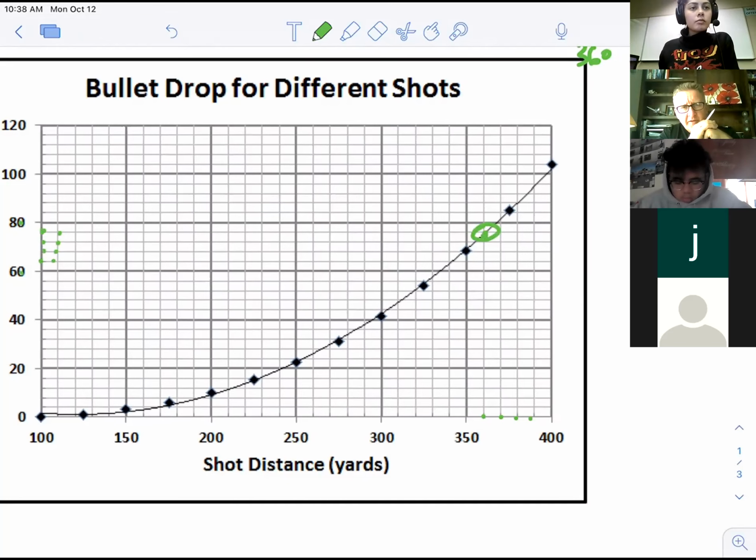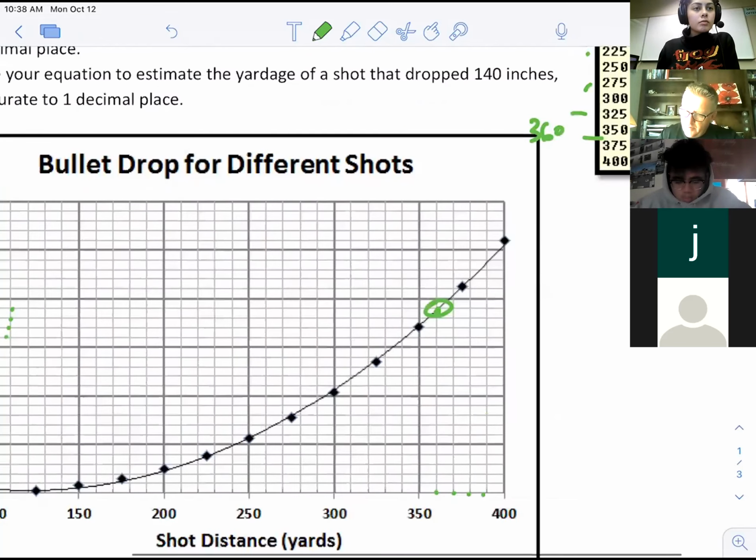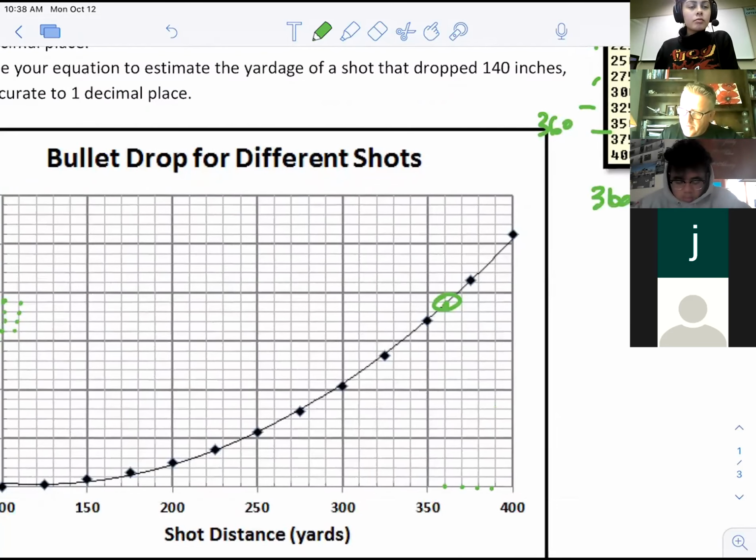But even better, if we could find an equation. If I could find an equation where I could plug 360 into it and it would just spit out the drop, like this is what algebra is for.